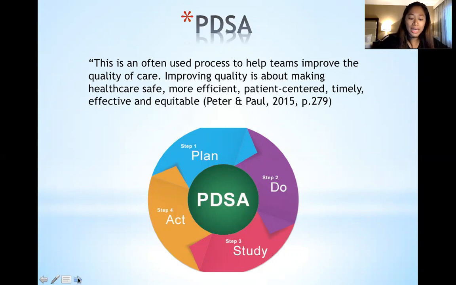First, a plan containing objectives based on service needs is made. Do implements the plan. Study analyzes the results, and Act ensures the improvements are being implemented.